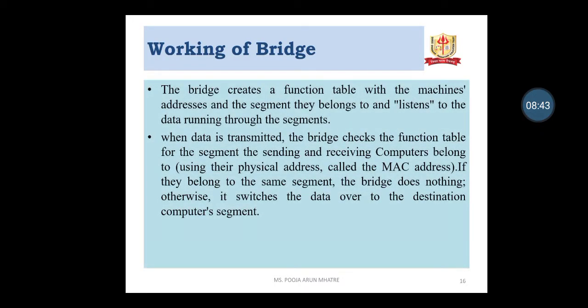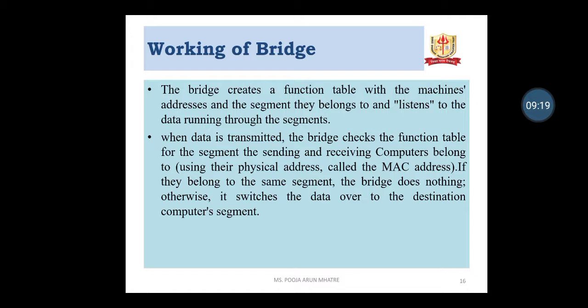Working of bridge. The bridge creates a function table with the machine's address and the segments they belong to, and listens to the data running through the segments. When data is transmitted, the bridge checks the function table for the segments the sending and receiving computers belong to, using the physical address, which is called a MAC address. That means when they are transmitting data, they use the physical address of the receiver and sender.